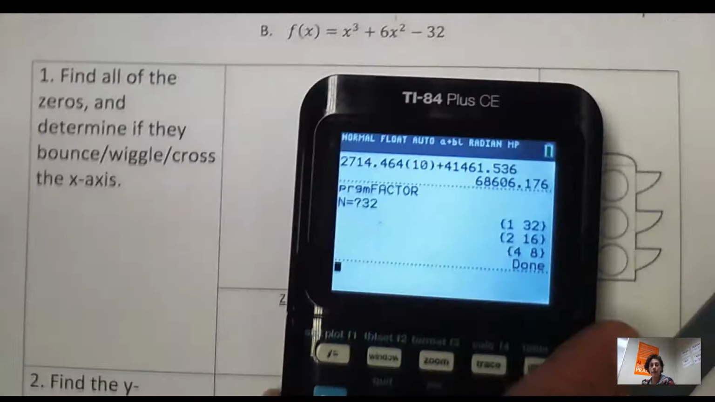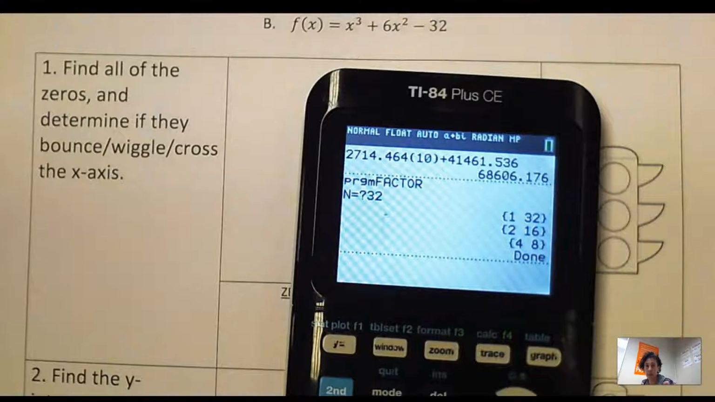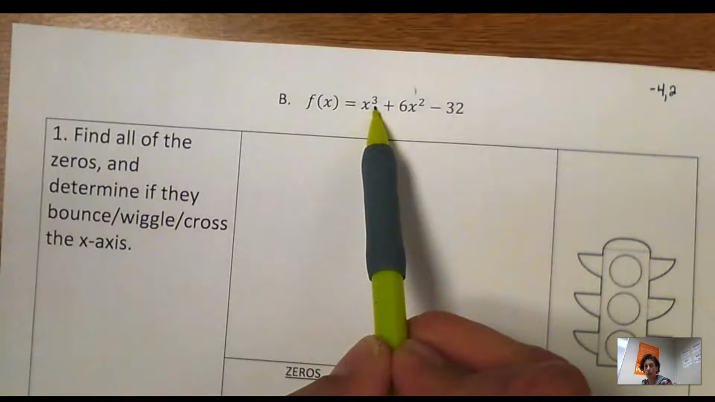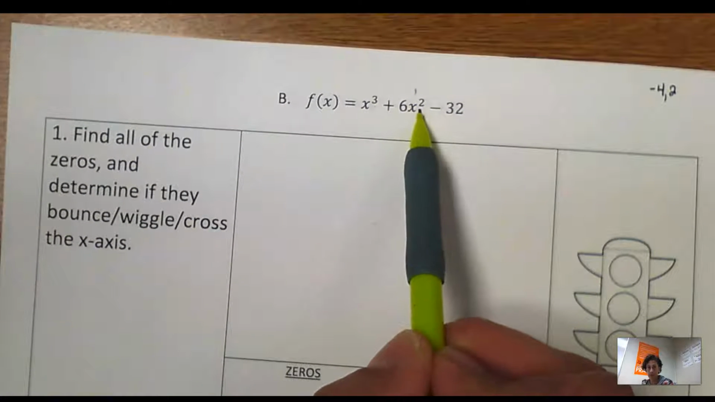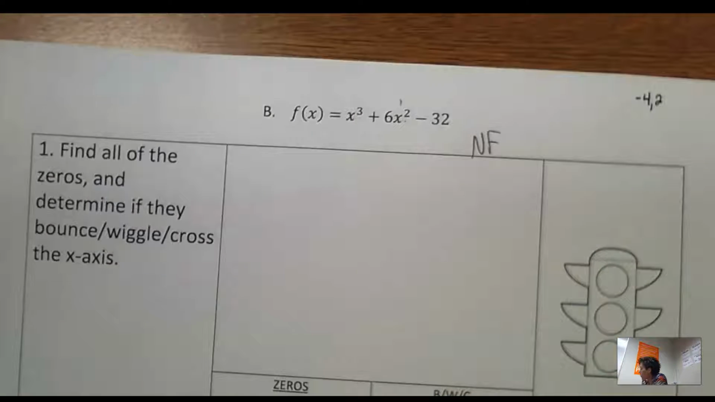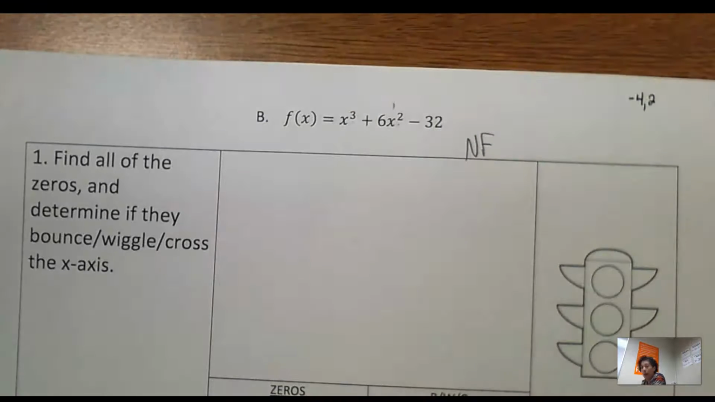These are the only factors of 6, and none of them are going to get me to 6 anyway. But this isn't factorable, because this would have to be an x to the 4th for that to be an x to the 2nd. And so this is not factorable. So what I need to do is make my list of numbers.